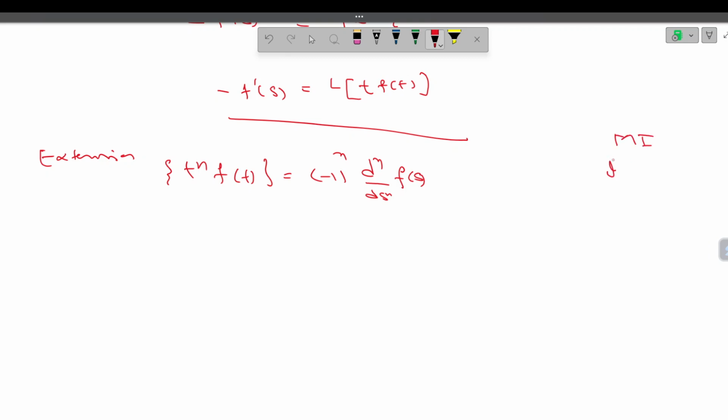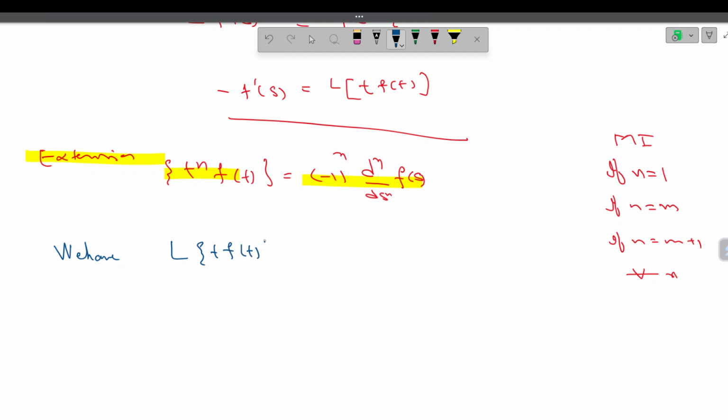We will prove it by mathematical induction. What is mathematical induction? If it is true for n equal to 1, we assume that it is true for n equal to m. If it is then true for n equal to m plus 1, hence by induction, it is true for all values of n. So we will go by mathematical induction for the extension of the theorem. The Laplace transformation of t f of t is minus F dash of s, from the above proof.